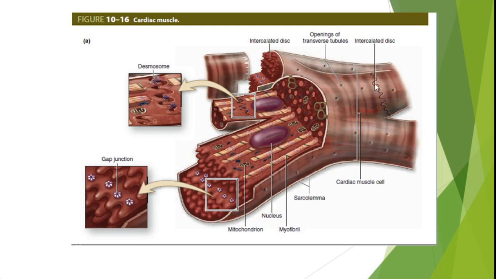So, the function of the intercalated disc, number one, is to maintain firm cohesion of successive cellular units of the myocardium. Aside from that, it transmits the pull of one contractile unit to the next cellular unit along the long axis of the myofibrils.